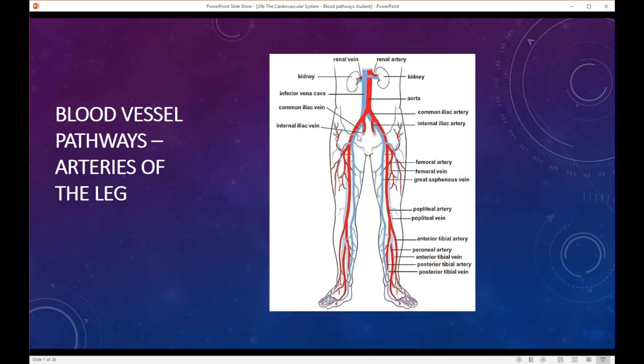Okay, so you can see those veins here and the arteries, right? And so the veins and the arteries typically have the same names. There's one extra vein here in the leg that we want to talk about, which is the great saphenous vein, and it goes all the way up your leg. Now remember that the arteries are going to go down, blood flow is going down, and the veins, the blood flow is going back up.